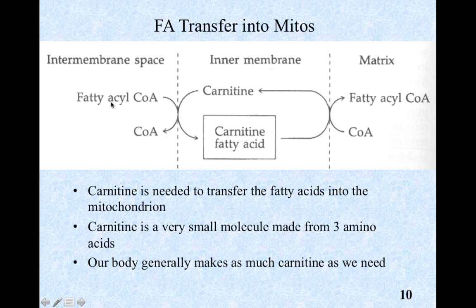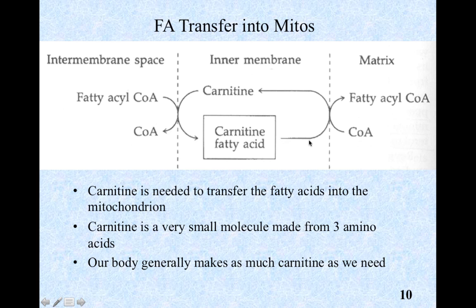So here's our fatty acyl-CoA. So this is a fatty acid with coenzyme A attached. Coenzyme A does not go through the inner membrane of the mitochondrial structure, but an enzyme removes the coenzyme A and replaces it with carnitine. So these little carnitine fatty acids, sometimes referred to as fatty acylcarnitines, now go from one side of the inner membrane to the other side.